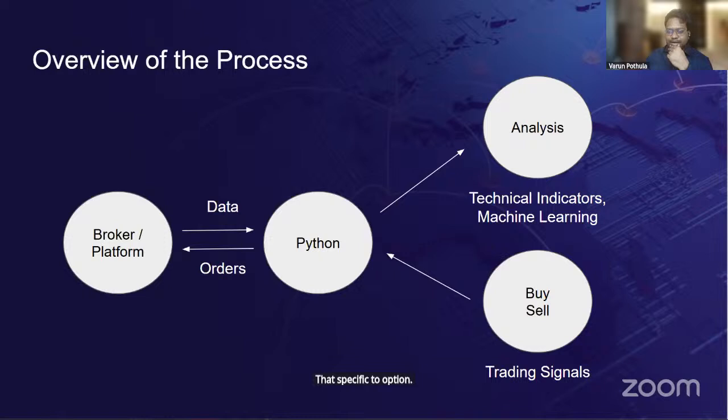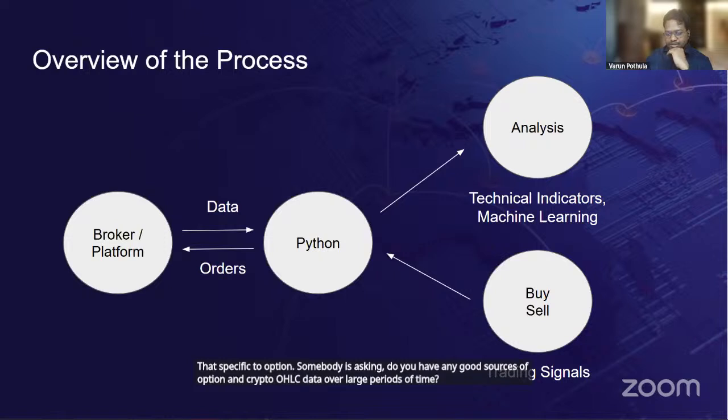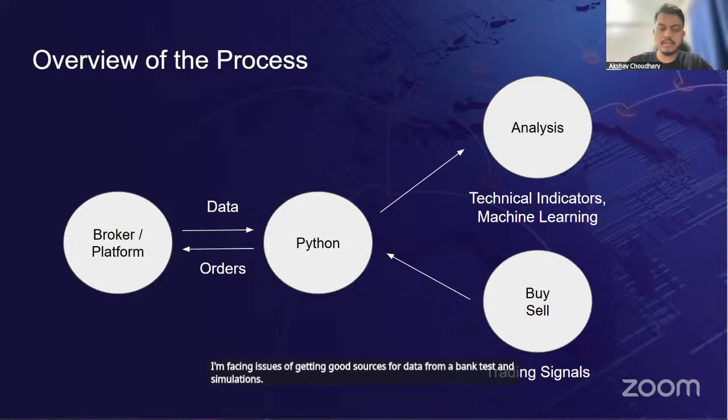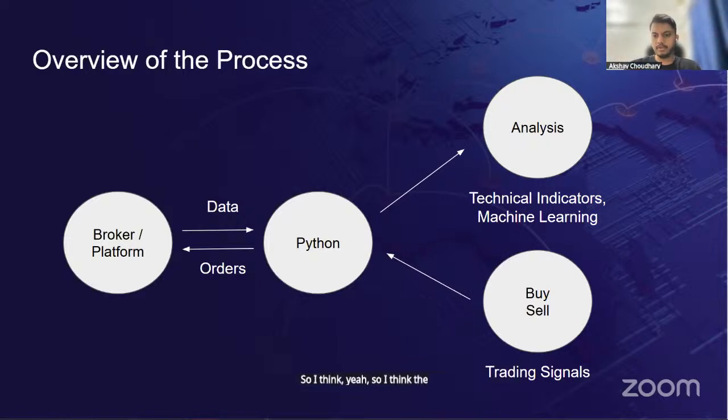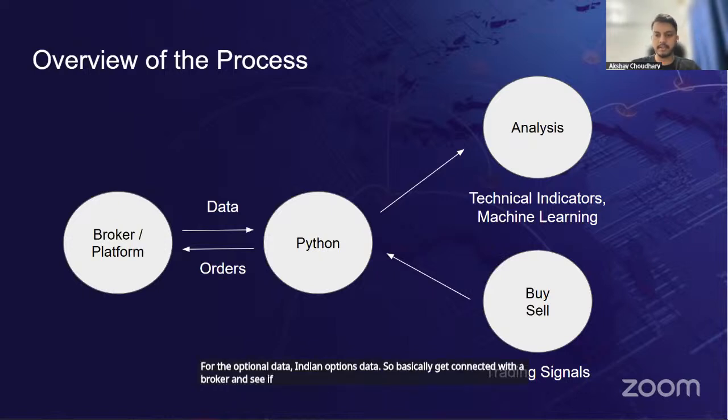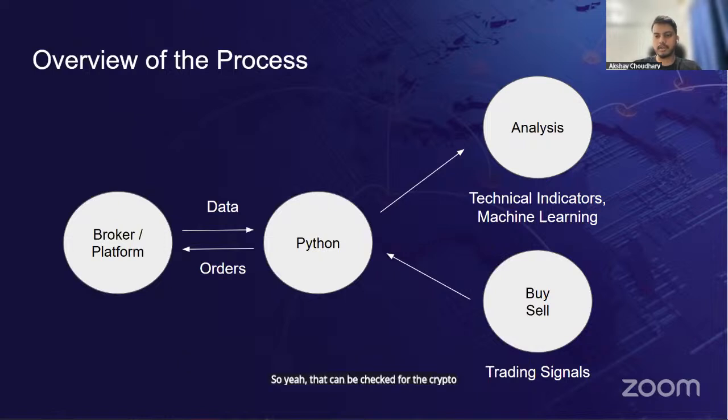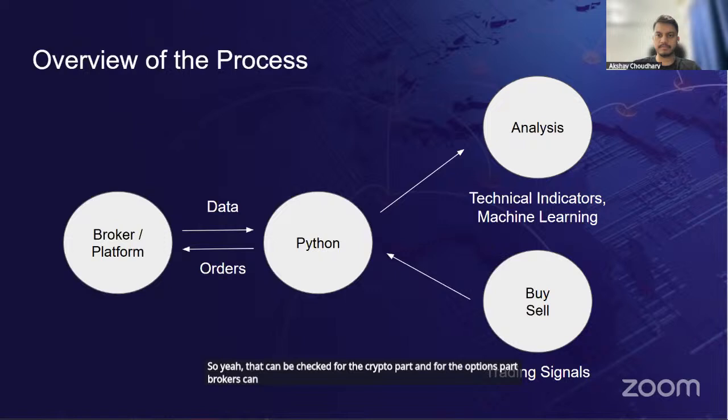Somebody is asking Akshay, do you have any good sources of options and crypto OHLC data over large periods of time? I'm facing issues getting good sources of data for my backtests and simulations. So I think the best way to get this will be from the broker for the options data, Indian options data. Basically, get connected with the broker and see if they have historical data APIs. And for crypto data, I think Binance and other exchanges provide data. Last I checked, they were providing data. So yeah, that can be checked for the crypto part, and for the options part, brokers can provide reliable data sources.